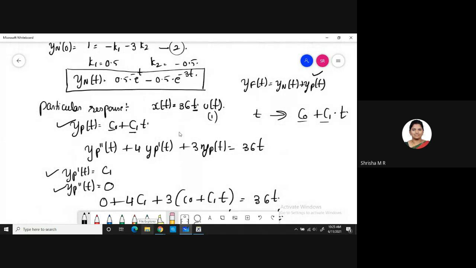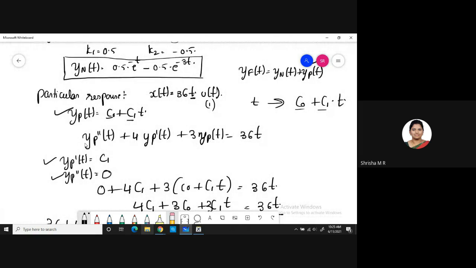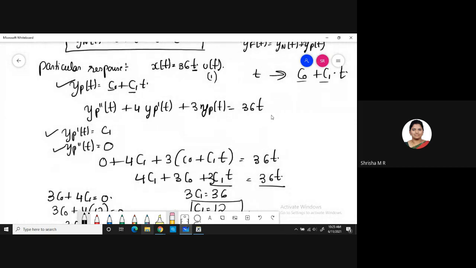So input is of the form t, so particular response will be c0 plus c1 into t. Okay, now write that in the form of differential equation. yp double dash of t plus 4 yp dash of t plus 3 yp of t is equal to 36t, u of t is 1. You can ignore it, you can take it as 1.